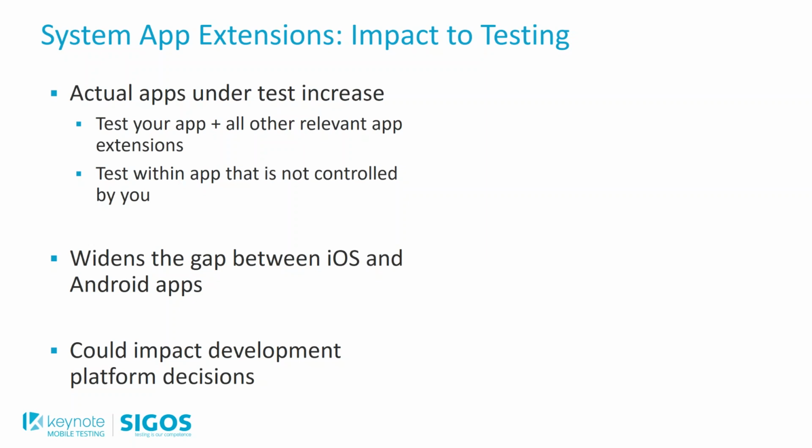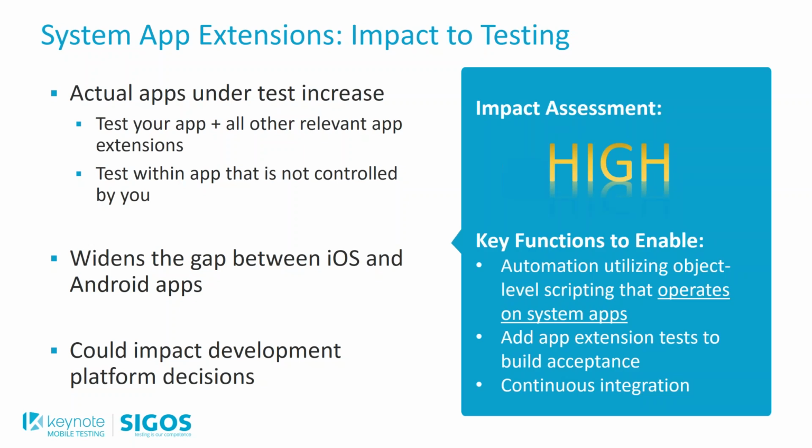So how big of an impact is this on your testing? This impact is pretty high. You're multiplying use cases across multiple apps, you're testing within multiple apps, and the differences between Android and iOS are getting more pronounced. So in order to keep up with the order of magnitude increase in tests, it's key to have at least your build acceptance tests automated.